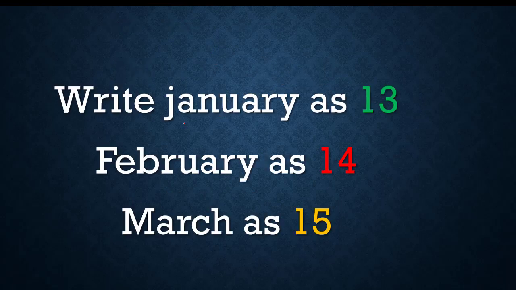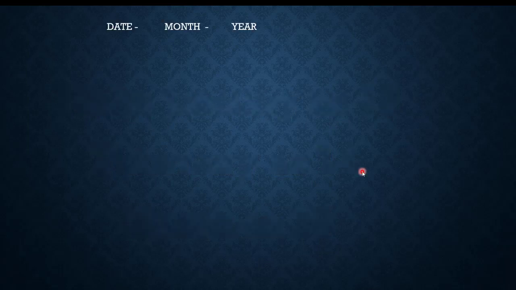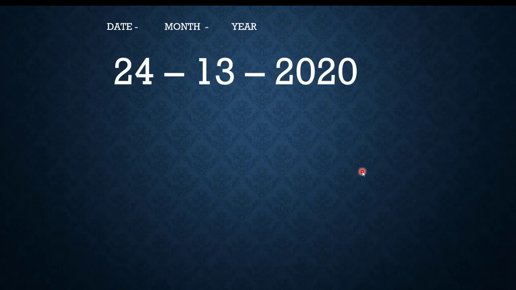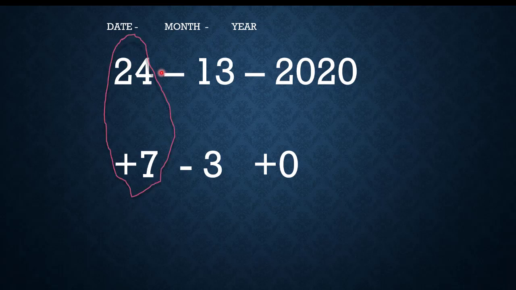So whenever the LMP is from January to March, we have to write January as 13, February as 14 and March as 15. For example, the LMP of a pregnant lady is 24 January 2020. We will write January as 13. Then we will apply the formula. We have to add 7 days in day, and we have to deduct 3 months from 13. And when LMP is from January to March, we will not add a year because the pregnancy is of 9 months. So if LMP is from January to March, the month will come in the same year.